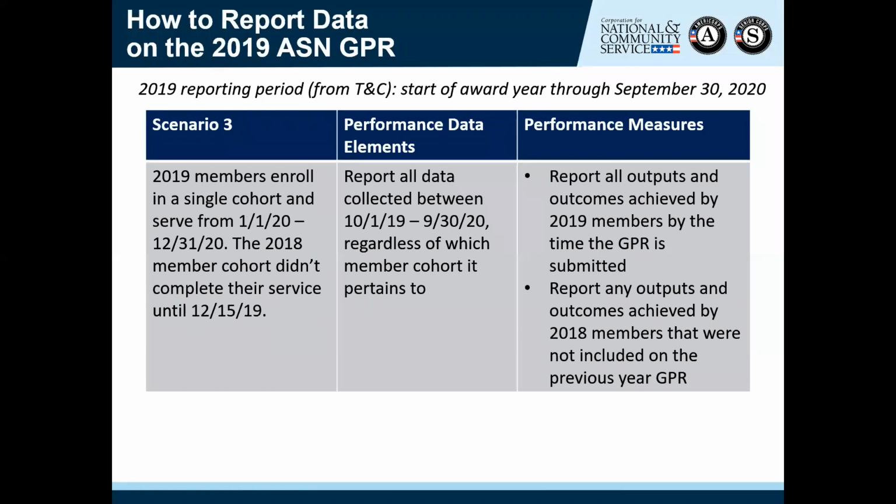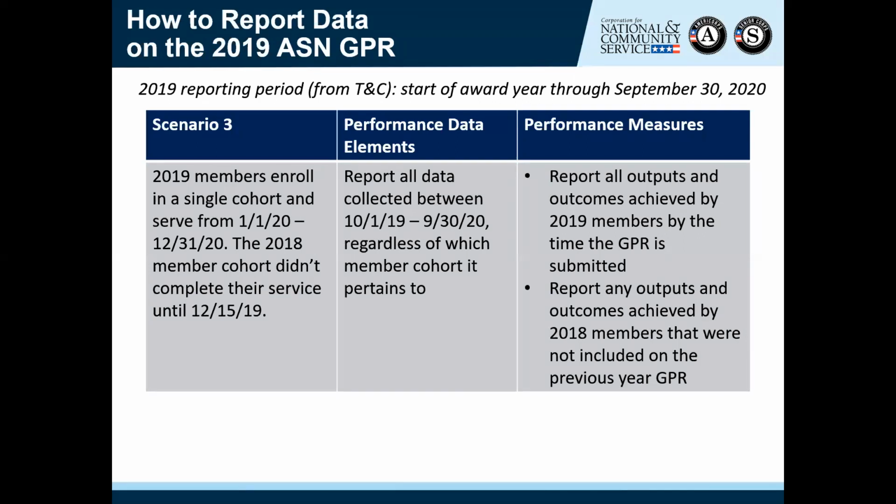Here's scenario 3, where the cohort of 2019 members starts serving in January 2020 and does not conclude their service until the following December. This means that they are still actively serving as of September 30th, which again is the end of the reporting period as expressed in the terms and conditions. Meanwhile, last year's member cohort, the 2018 cohort, served all the way up through December of 2019.